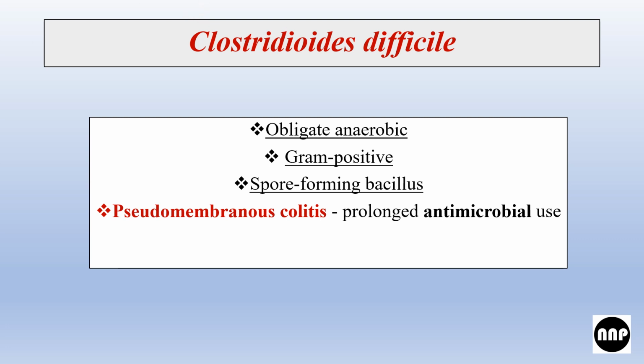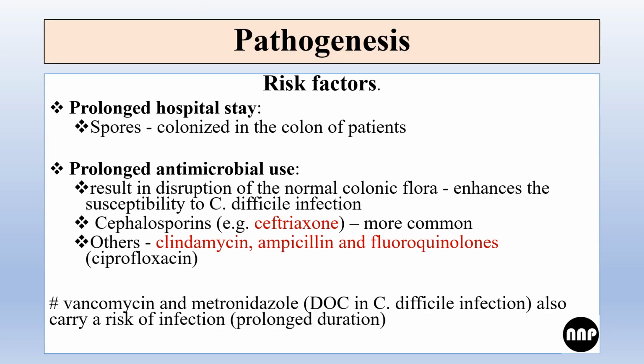Now let us learn more about it. So let's talk about the pathogenesis. We'll discuss first the risk factors. So first we have prolonged hospital stay, so hospital acquired illness. For example, as we read, it is a spore forming bacillus, so the spores are present everywhere and hence in the hospitals too. And then the bacteria get colonized in the colon of the patient. And also the most important risk factor is prolonged antimicrobial use, prolonged antibiotic use.